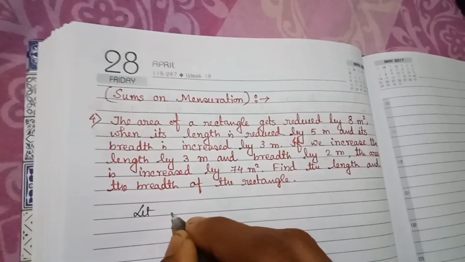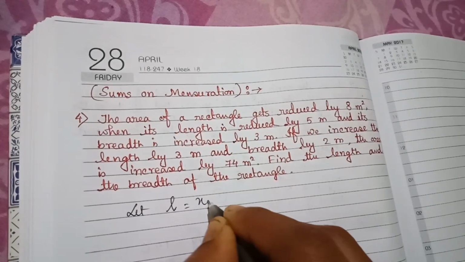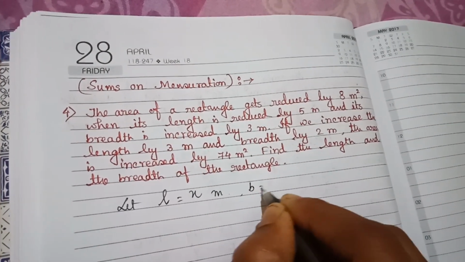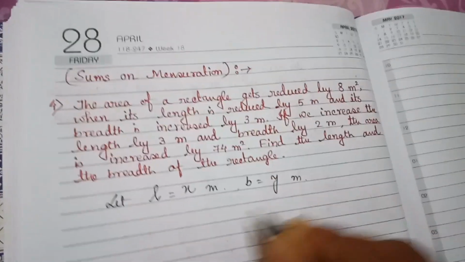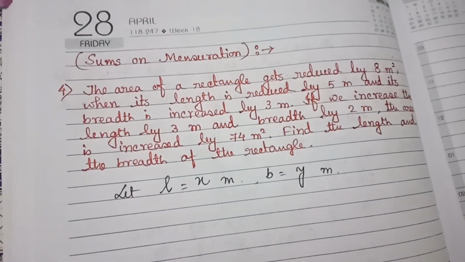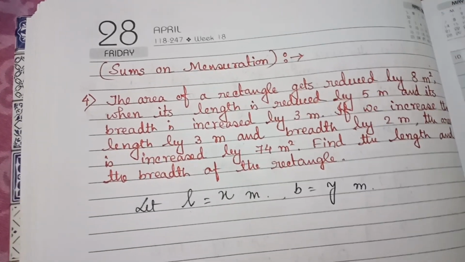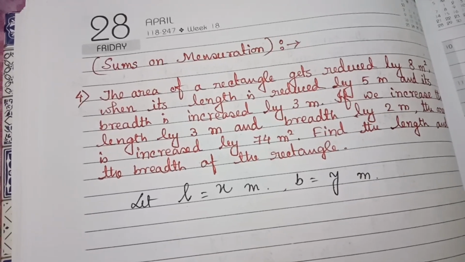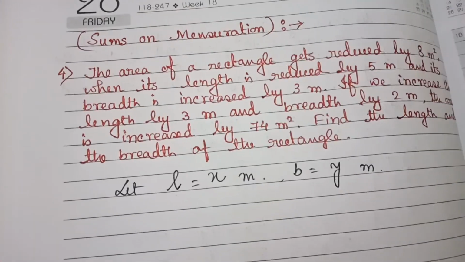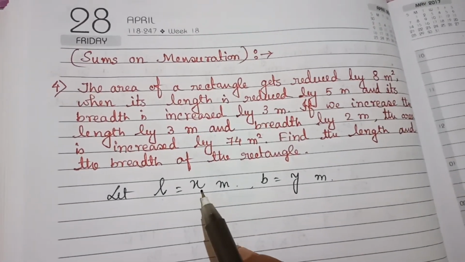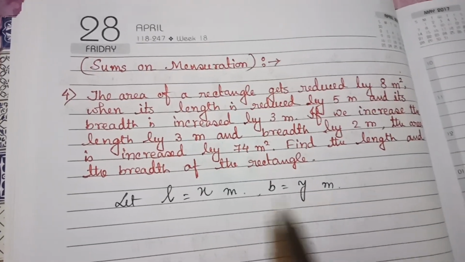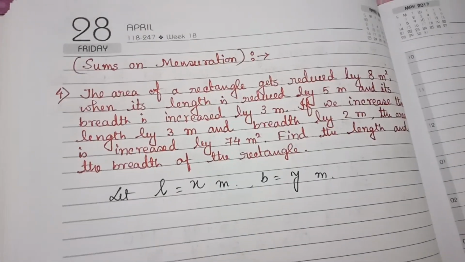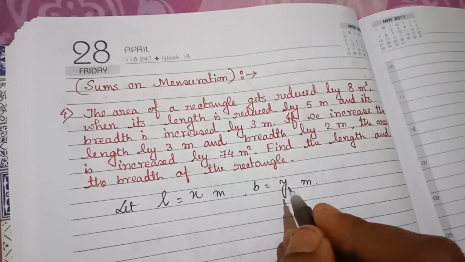So let L be x meter, L means length, and breadth be y meter. Somebody can keep L and B as usual, no problem with that. Then you will get the equations depending on L and B instead of x and y. Doesn't matter. We are familiar with x and y equations, that's why I have taken L and B as x and y. Okay, so we have got this.